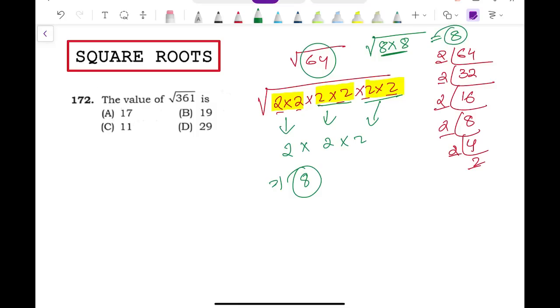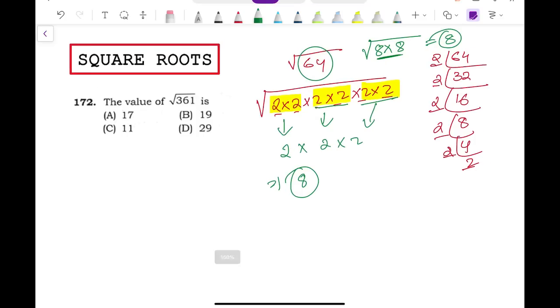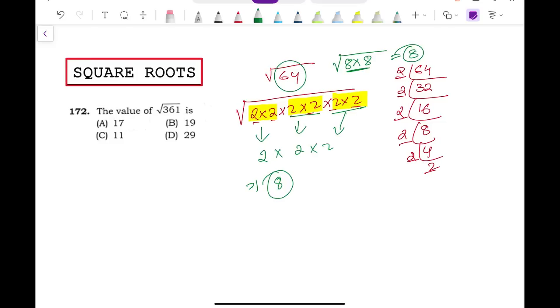Now in this case, this was asked last year. 361, you're asked to find the square root of 361. It's a standard one, so you just directly write 361 as 19 into 19. Which means 19 is the answer here.